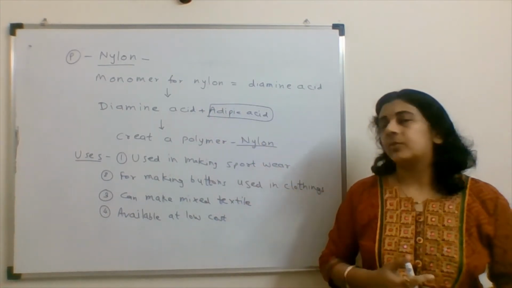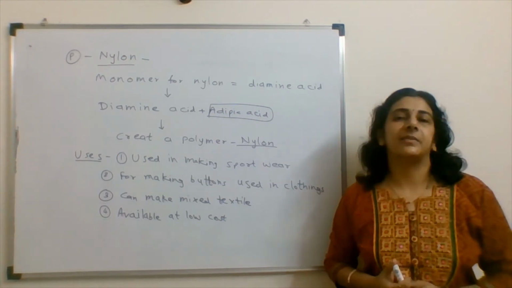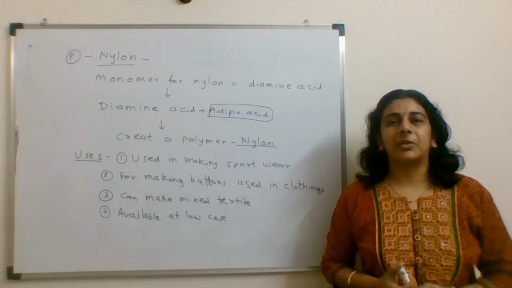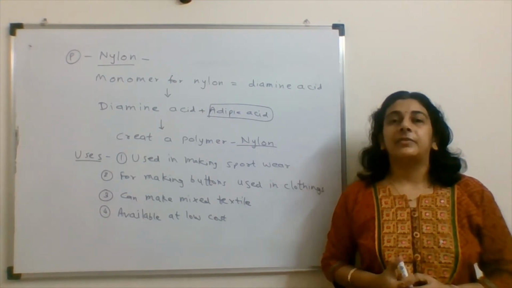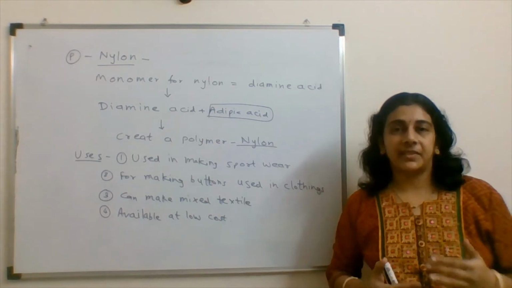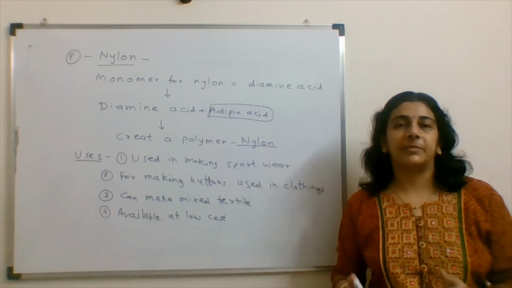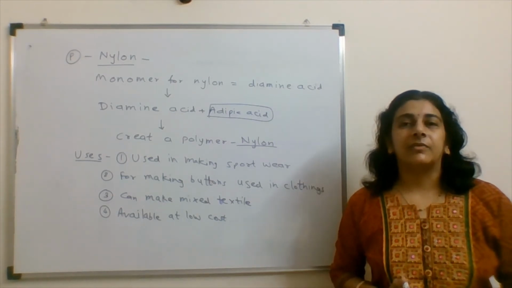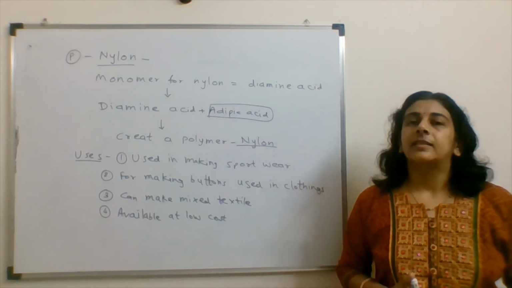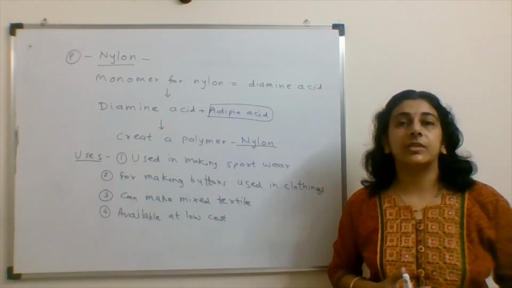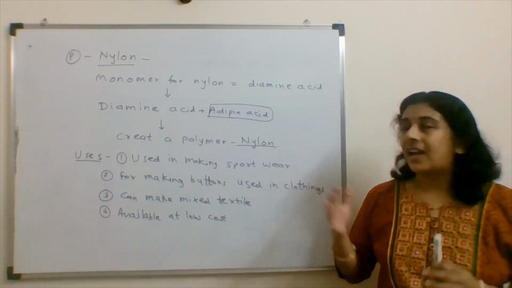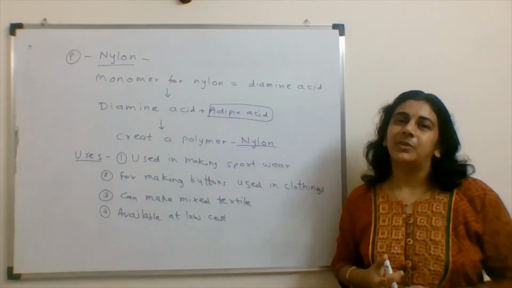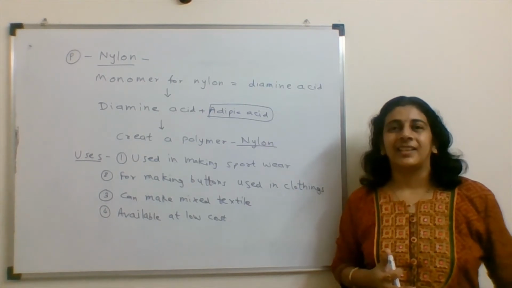So this is matching with adipic acid. Then I have written some uses. Uses all of us know very well. In clothing, we have many clothes made up of nylon. And we have many mixed textiles also, meaning there may be 60% nylon and 40% cotton in some clothings. This is also used in sportswear. It has quite a nice shine, so it becomes attractive in reference to textiles.